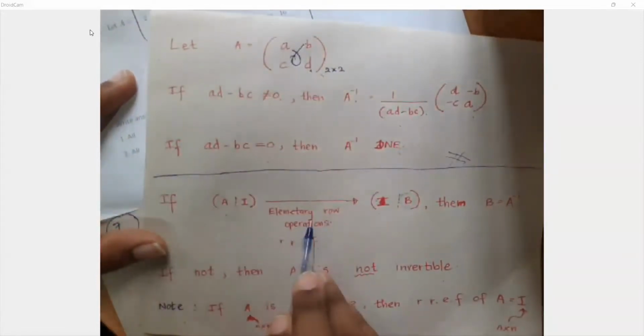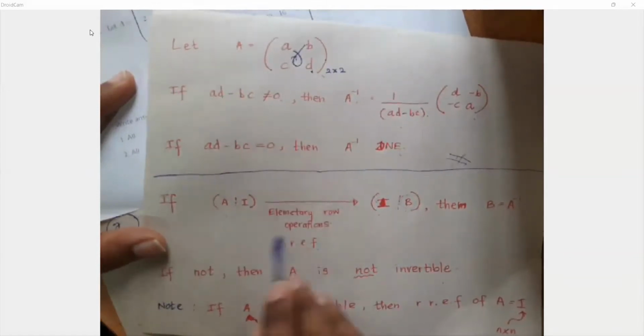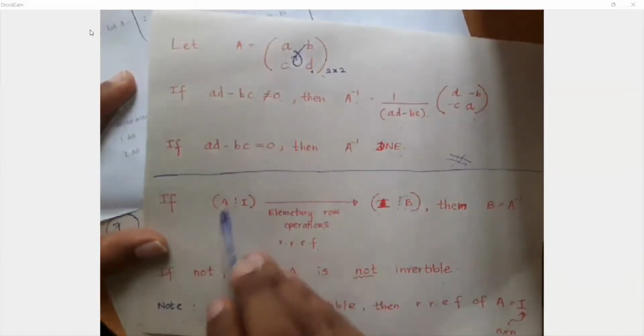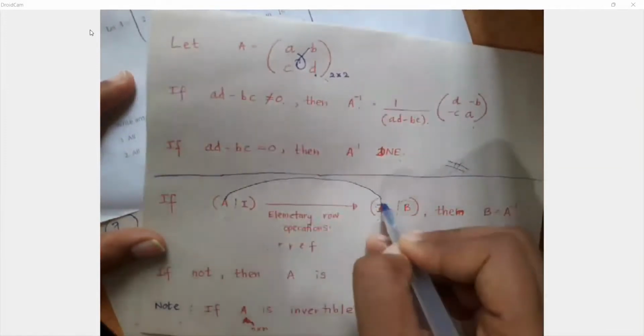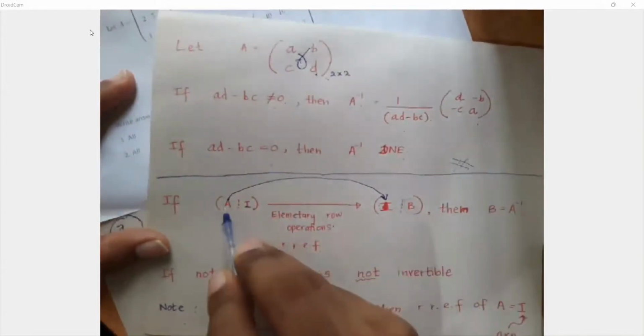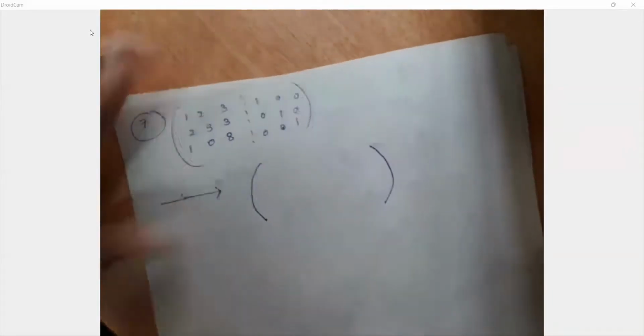Now we have to check. We have this side. We have to use elementary row operations and make it reduced row echelon form, and convert this A into an identity matrix. Don't think about this side. Convert this A into an identity matrix. Now how to convert that one? Now the row reduced echelon form.